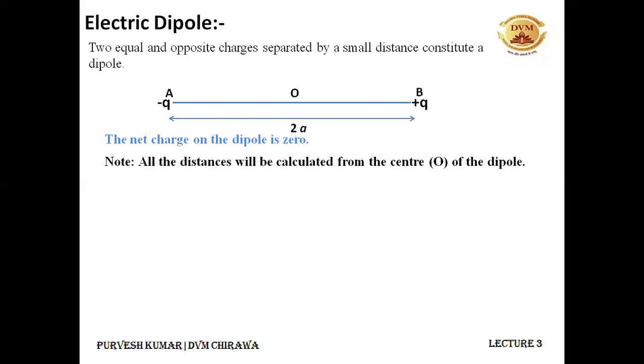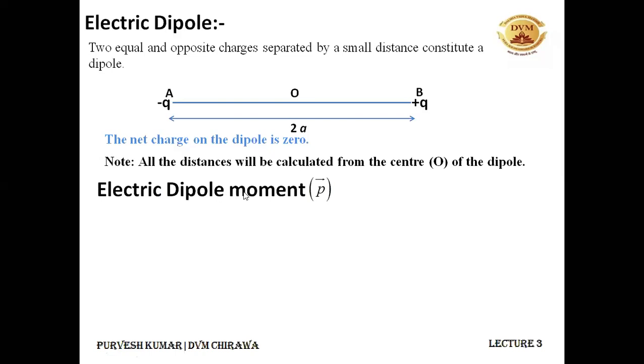Note this thing: all the distances will be calculated from the center O of the dipole. So whatever distances we will be calculating in the case of the dipole, and in the derivations that we will be doing later on in the next slides, we will be calculating the distance from the center O of this dipole. So this is our center. I will be calculating all the distances from the center O.